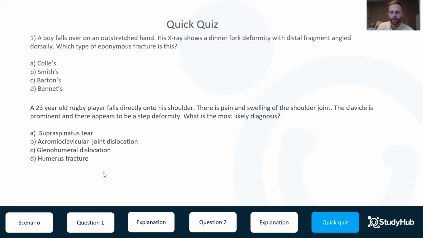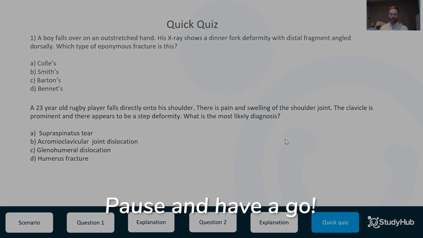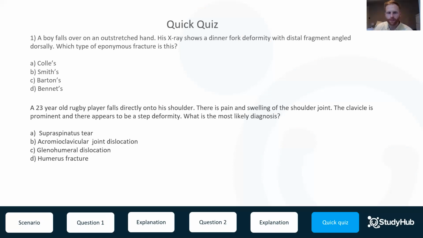Good. Okay, and so the second question is, a 23-year-old rugby player falls directly onto his shoulder. There's pain and swelling of the shoulder joint. The clavicle is prominent and there appears to be a step deformity. What is the most likely diagnosis? Okay, good, so the majority of you gone for an ACJ dislocation. And a couple of you went for glenohumeral dislocation. Okay, fine. We'll move on to a bit about the explanation of them. Most of you are getting the majority of these right, which is really encouraging.